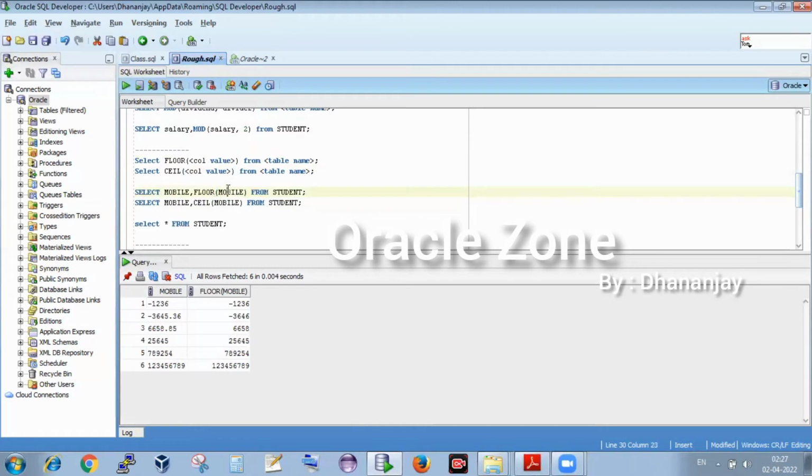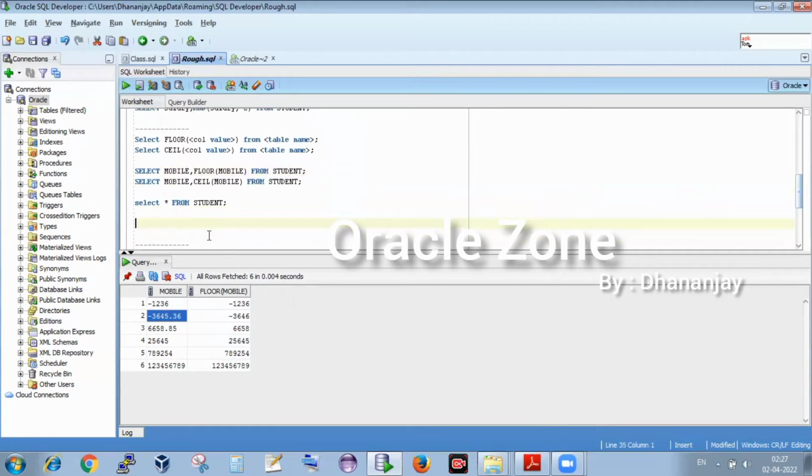So select mobile, floor mobile from student. What are those mobile values? Is there any nearest value? This is a complete integer value, so it will be as it is. But here you can see -3645.36. These are decimal values. So what will be the complete integer value? Let me write here 45.36.